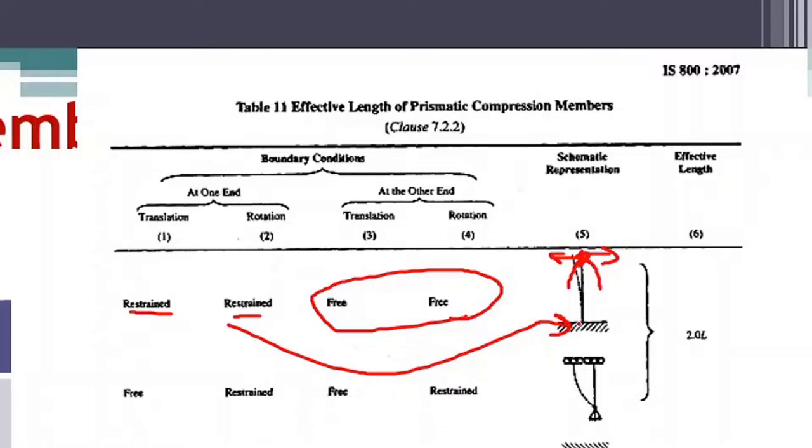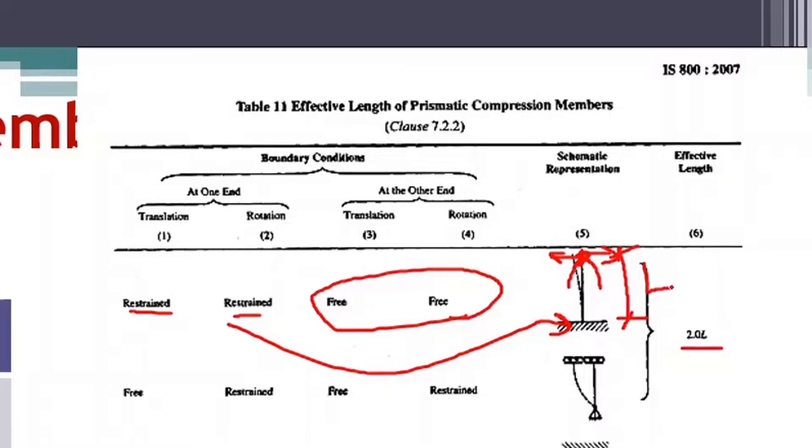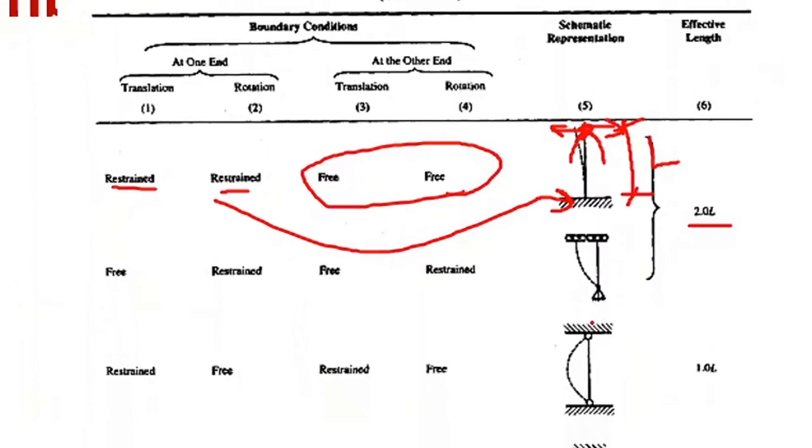If one end is fixed and the other end is free, then its effective length is 2 times the total length. Total length of column is this. Top to bottom is the total length of column. Similarly, another common example is pinned-pinned. So in both the ends, translation is restrained. If you look at the translation at both the ends, it is restrained. That means both the ends are not allowed to move in either direction.